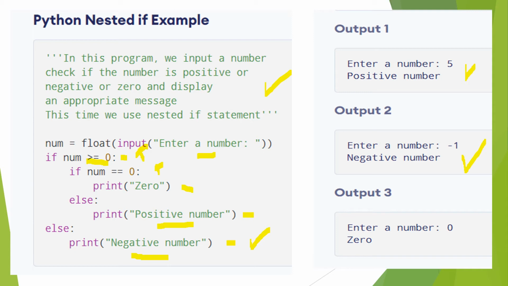But if the user inputs 0, then what happens is that it would meet this line, num equals 0. And so the text 0 is displayed on the screen. And that explains this sample code of nested if. Okay?